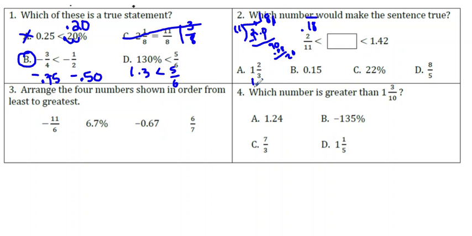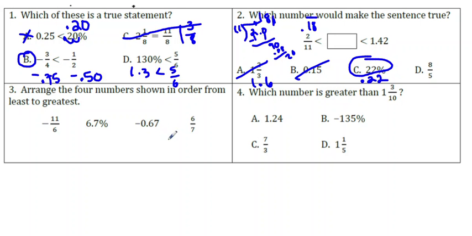1 2/3 is 1 point, and if you remember, 1/3 is 0.333, so 2/3 is 0.6666. 1.66 is bigger than this, so this one does not work. 0.15 is smaller than 0.18, so this one's not going to work because it has to be bigger. This one is 0.22 because again I'm going to change it into a decimal. Is 0.22 bigger than 0.18? Yes, and it is smaller than 1.42. So this is your correct answer.